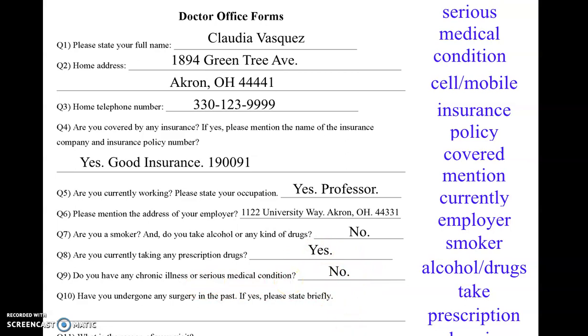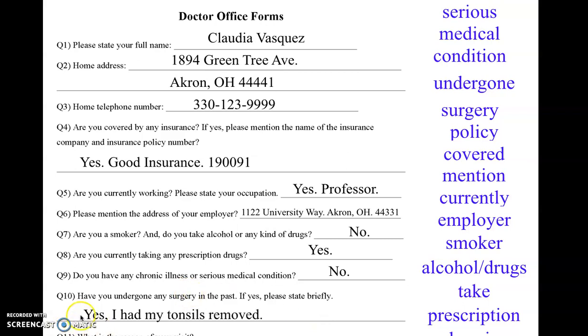Okay. Number 10, have you undergone any surgery in the past? If yes, please state briefly. So undergone means to have had something happen to you, right? To be done to you. In this case, we are looking at surgery. Surgery is when you go into the hospital, or even a lot of doctors' offices now, and they have to cut you open to do something. Okay. So, and they want you to state briefly what it is.